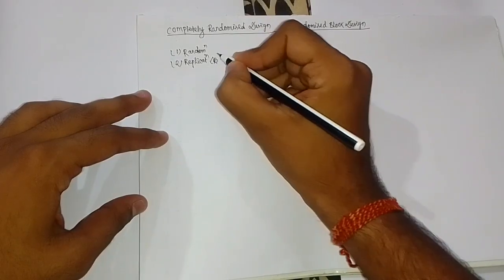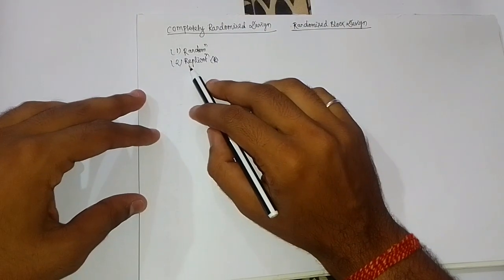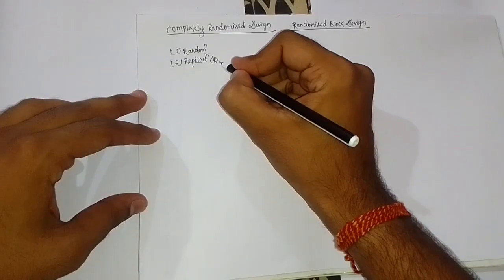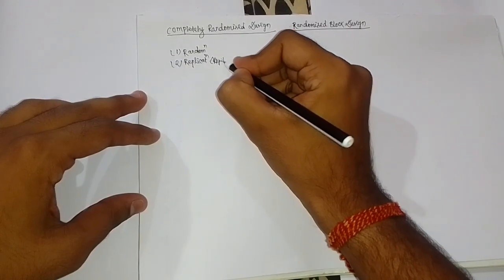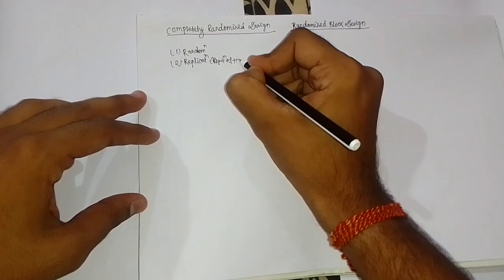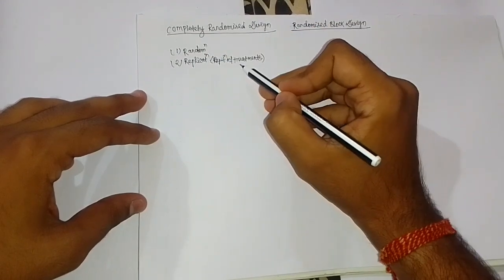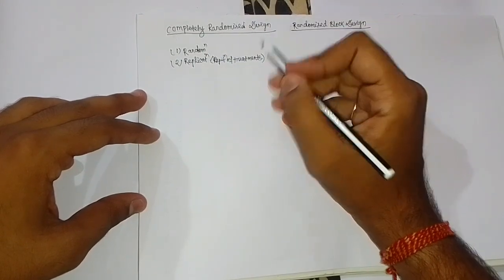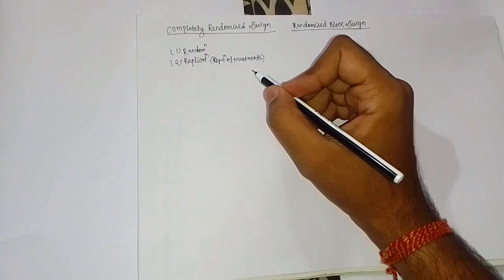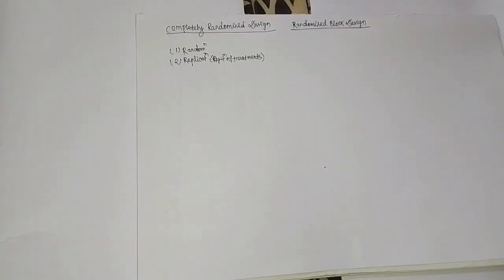So here the unknown term for us may be replication. Replication is repetition of treatments. Replication, treatments, randomization are all basic terms you know about, but today we are just clearing the basic concepts about completely randomized design and randomized block design. So let's start our topic.